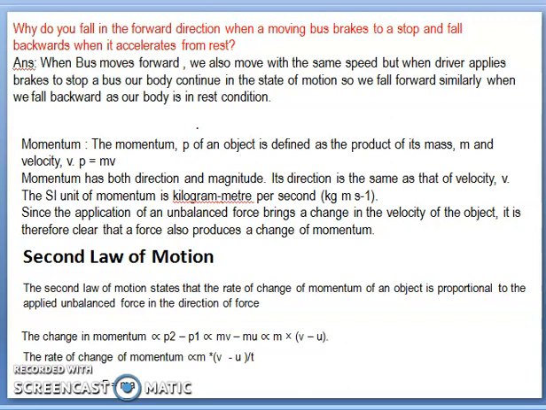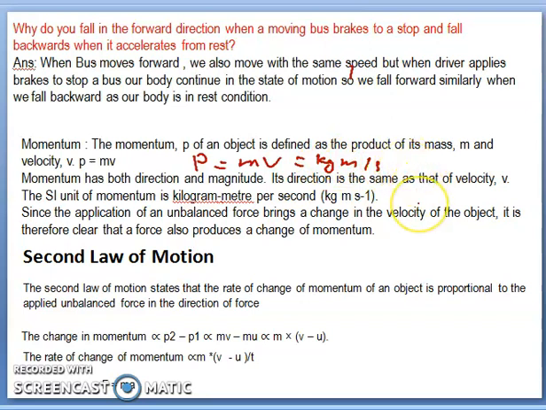Now we'll discuss momentum. Momentum is the product of mass and velocity. If we denote momentum by P, then we can write P is equal to m into v. Momentum has both direction and magnitude, and its direction is the same as the velocity, so it is a vector quantity. Now how can we find the SI unit? Mass is in kg and velocity is in meter per second, so the SI unit is kilogram meter per second.